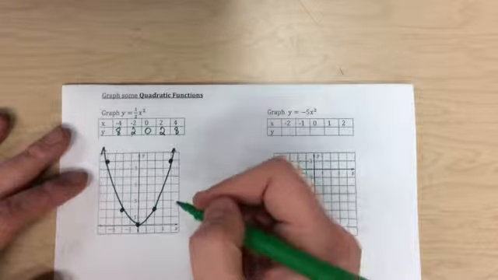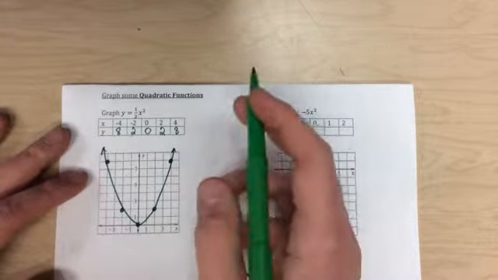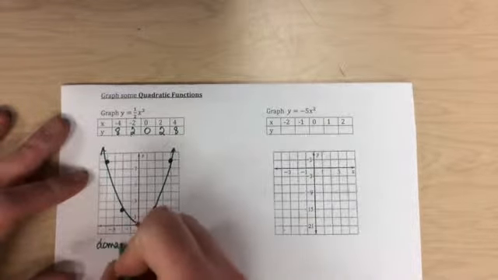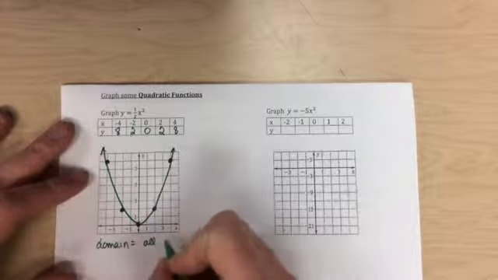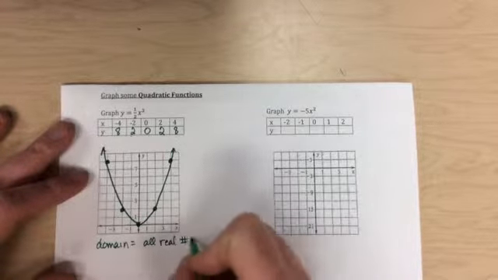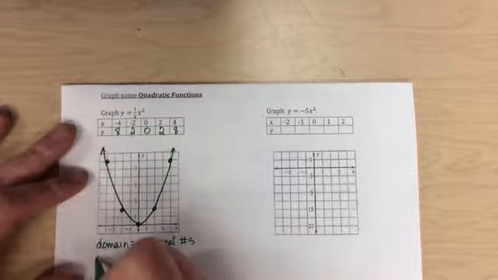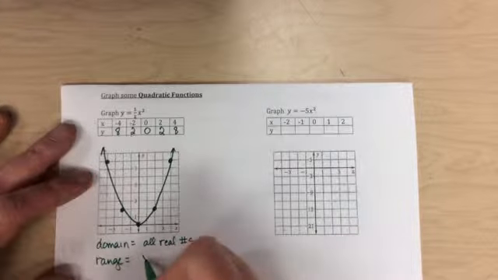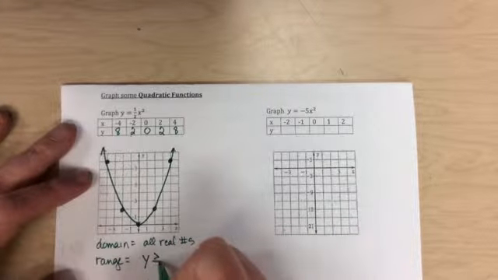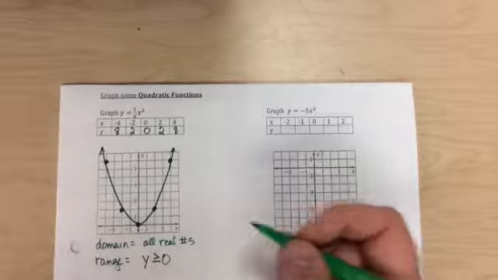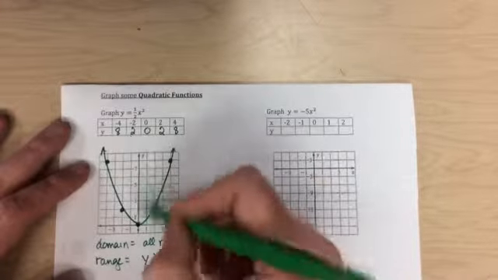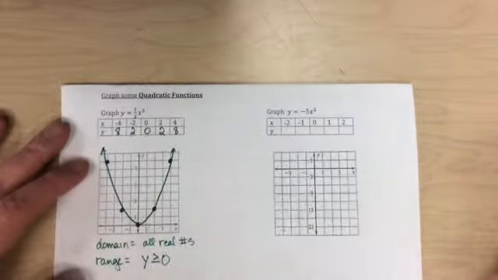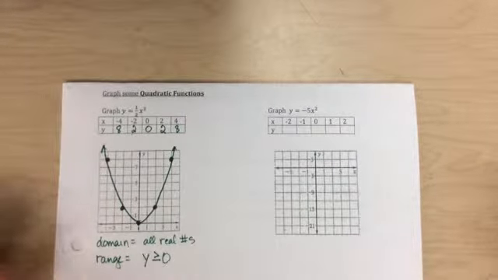Y equals 1/2 x squared. And I bet you're wondering what the domain is, because you know we always ask that question. The domain is going to be all real numbers. But the range, the y values, is y is greater than or equal to 0. Because if you look on the y-axis, my lowest point is 0, and everything else on the y-axis would be greater than 0. So that's why the range is y is greater than or equal to 0.